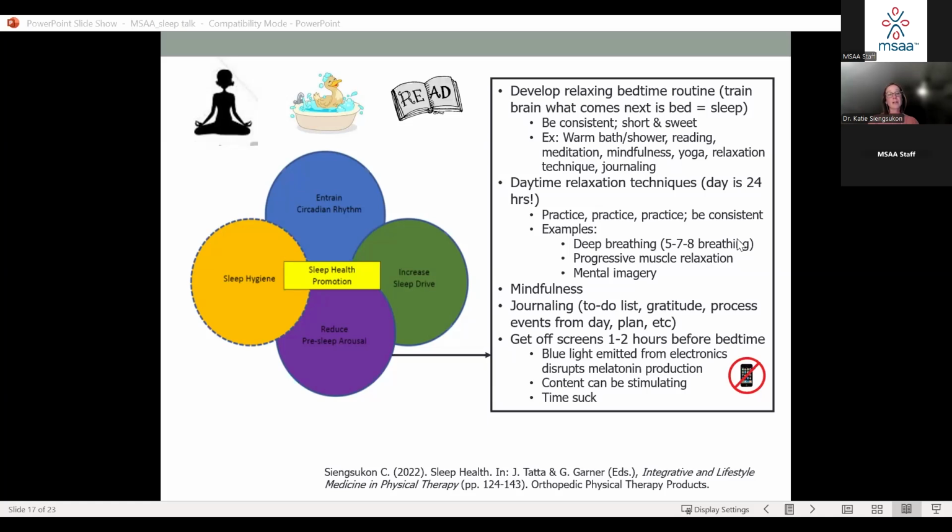And then getting off of screens 2-3 hours before bedtime. Because again, that blue light can reduce melatonin secretion, but also the content can be stimulating. It's also a time suck. Maybe you intended to watch just one episode of a show, and then, 3 episodes later, your bedtime is now blown by an hour or so.